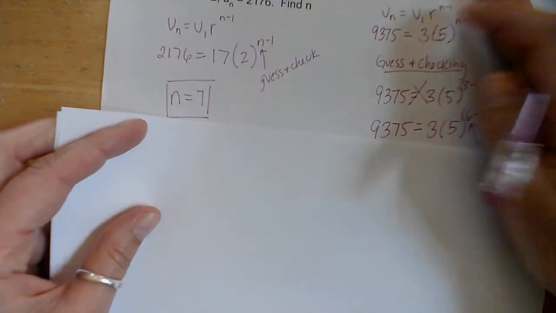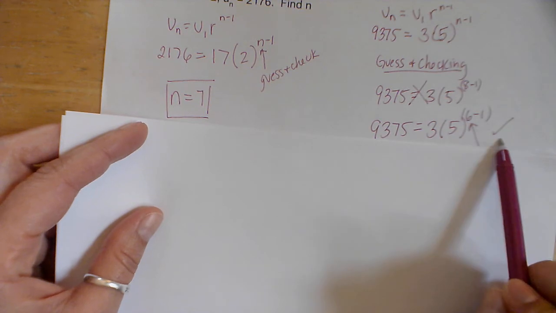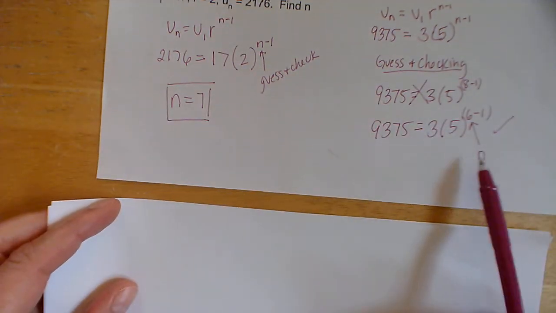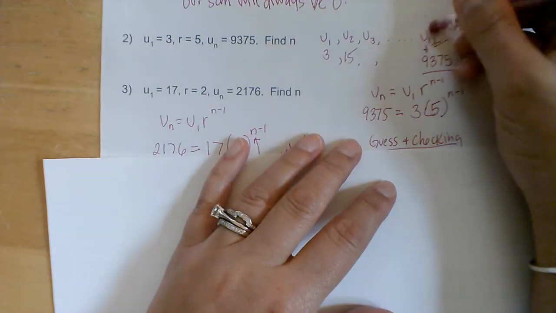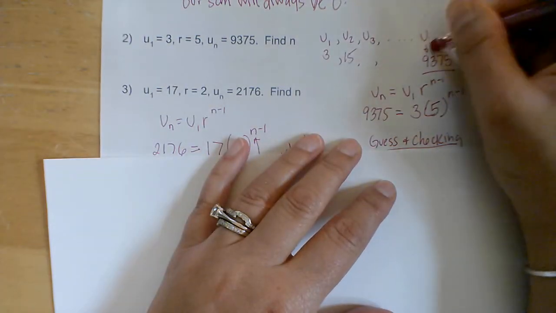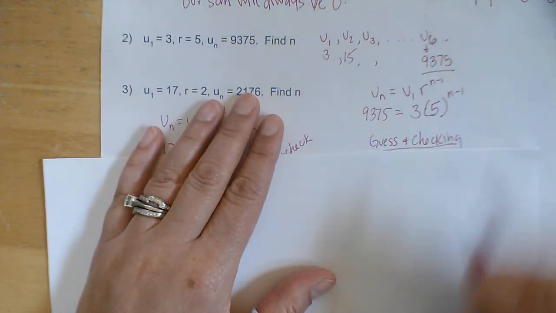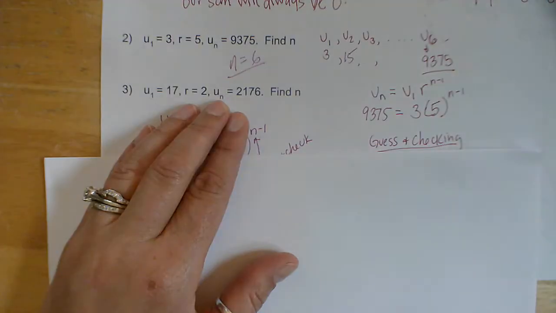So what I tried next is I tried 6. And I found in the calculator, it worked. It gave me 9,375. So I now know what n is. N is 6. So we know that 9,375 is actually our 6th term. So n equals 6. Yay!